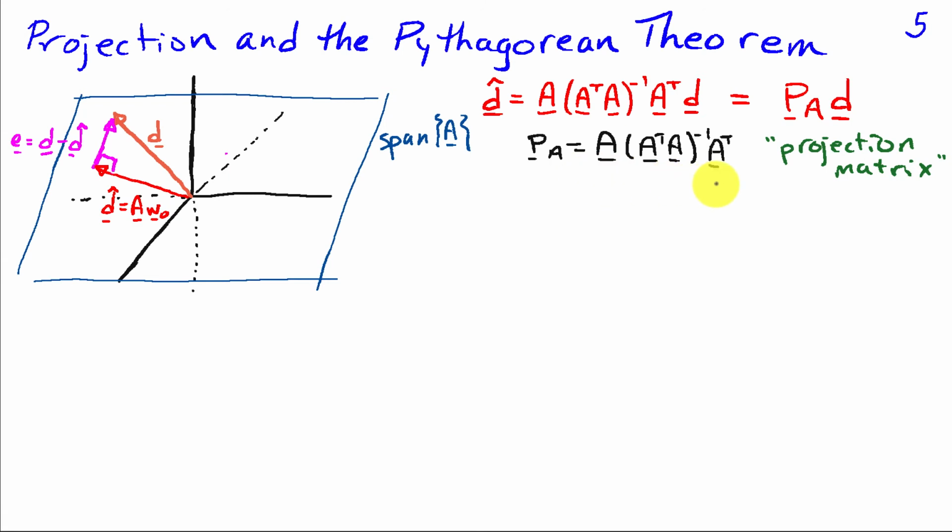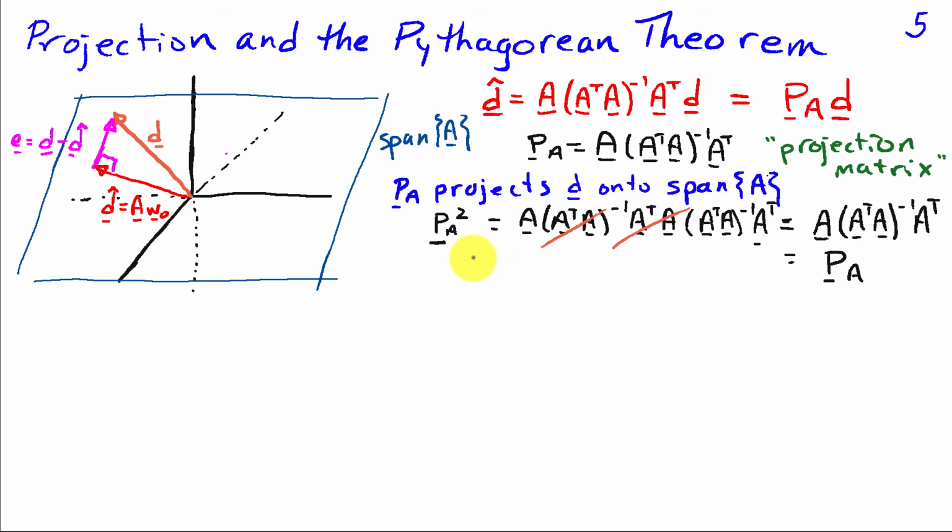And this matrix P sub A is what we call a projection matrix. Because if I multiply any vector by P sub A, it projects that vector onto the span of the columns of A. You can think about this as having a flashlight, shining the flashlight on d, and the flashlight has to be oriented perpendicular to the plane, and then the shadow of d on the plane represents the projection of d onto the plane. And because the flashlight is perpendicular, that projection is the closest possible vector in the plane to d.